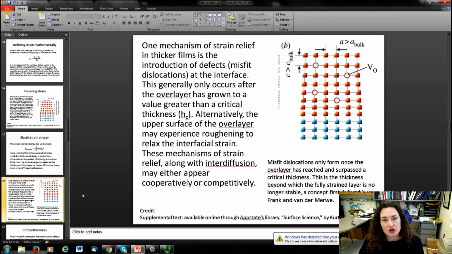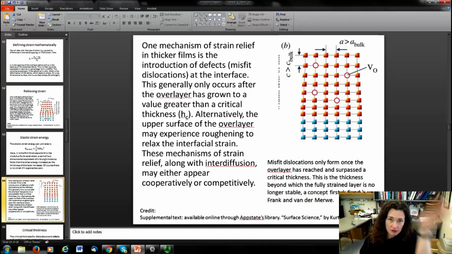Now, one mechanism of strain relief in thicker films is the introduction of defects, or misfit dislocations, in the interface. This generally only occurs after the overlayer has grown to a value greater than the critical thickness. And of course, that's because, in the first layer, it's just going to mimic the substrate spacing anyway. Alternatively, the upper layer of the overlayer can experience roughening to relax the interfacial strain. Okay, so instead of a nice uniform film, it forms kind of island growth. These mechanisms of strain relief, along with interdiffusion, where you have material A moving into material B, can appear either cooperatively or competitively.